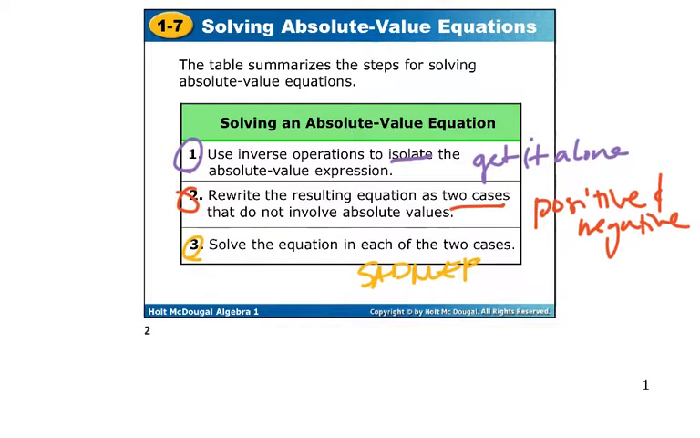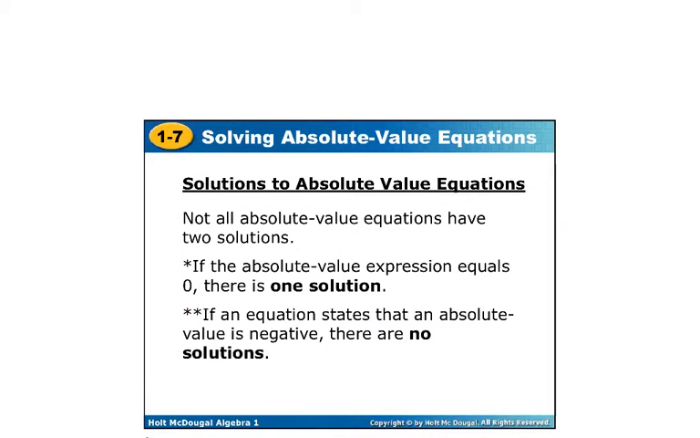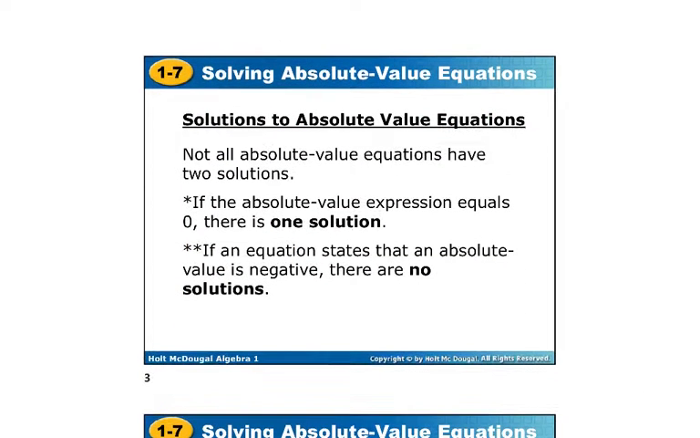Alright, so taking a look at our new types of equations, some absolute value equations have 2 solutions, some have 1, and some have none. So these are the ones that we have done in day 1, in the notes and the assignment. But with these new special cases, if the absolute value expression equals 0, there's only one solution, because 0 is neutral. It's never positive, it's never negative, it's just neutral.